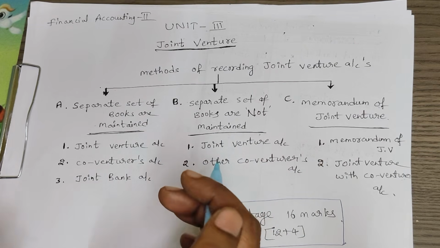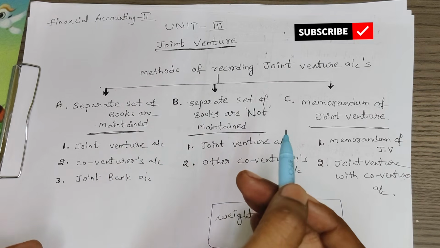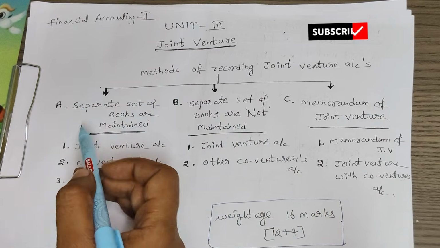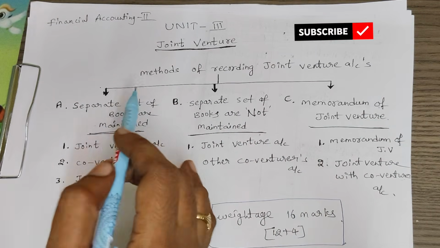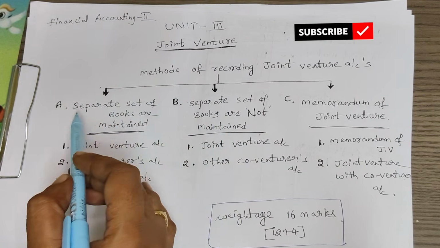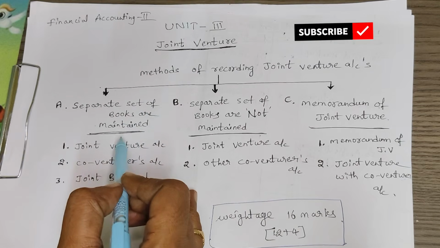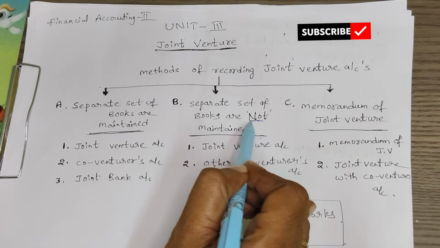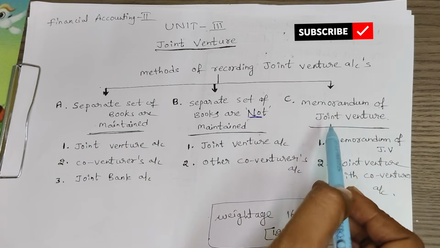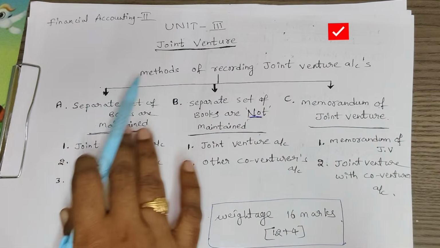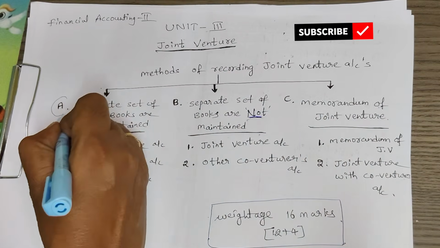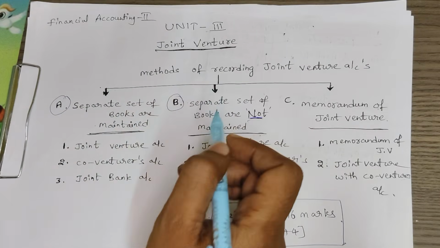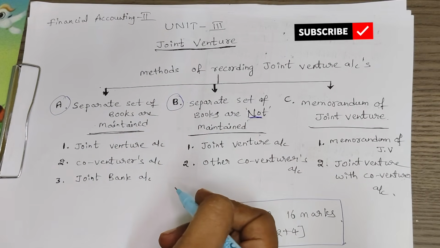Actually we have 3 methods of recording joint venture accounts. Under joint venture there are 3 different methods. First method is separate set of books are maintained. Second one, separate set of books are not maintained. And third one, memorandum of joint venture. From these 3 methods, these 2 methods are very important, the most repeated methods in the final examination.